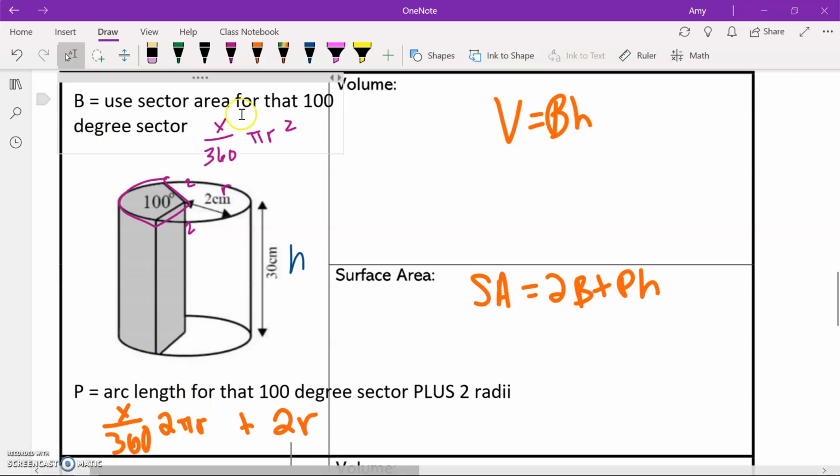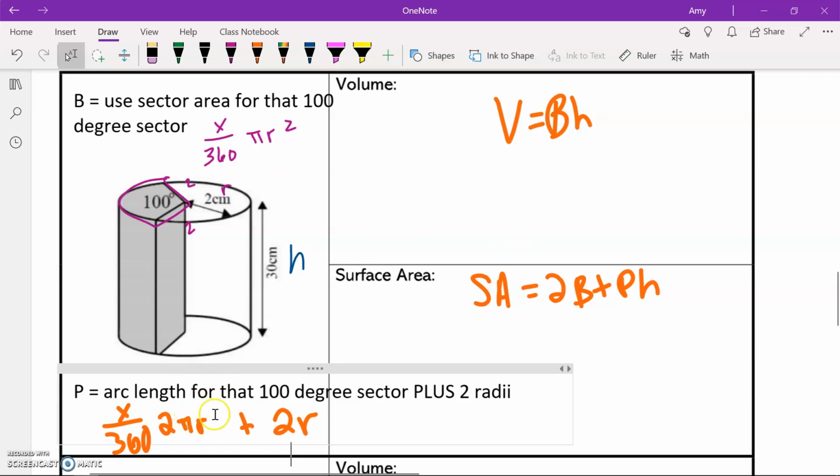So once you calculate the arc length as your perimeter and the sector area as your base, you're going to be able to plug all those values in to find your volume and your surface area. That's why I wanted to give you some explanation here, to show you that you're using those arc length and sector area formulas, but you can still input them into our normal volume and surface area formulas.